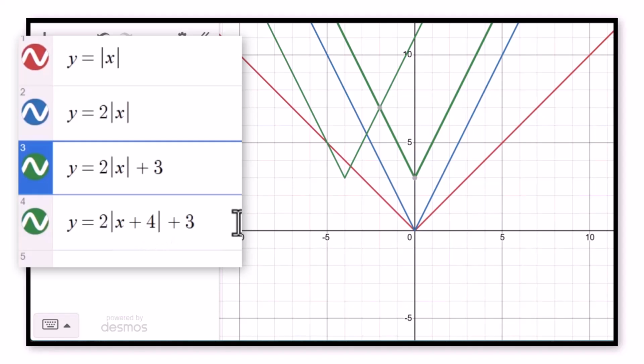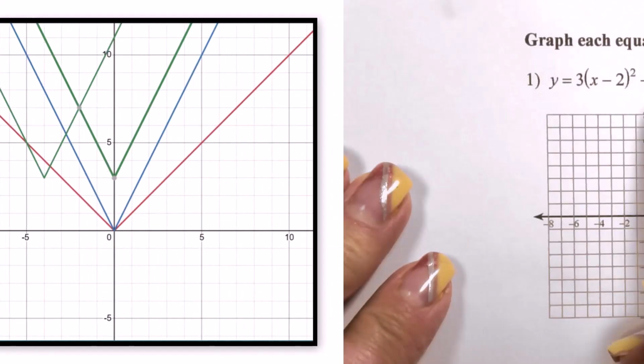I'm going to show you 3 problems. I want you to guess how they're going to move, and then I'll graph them for you. So this is kind of where the rubber hits the road.